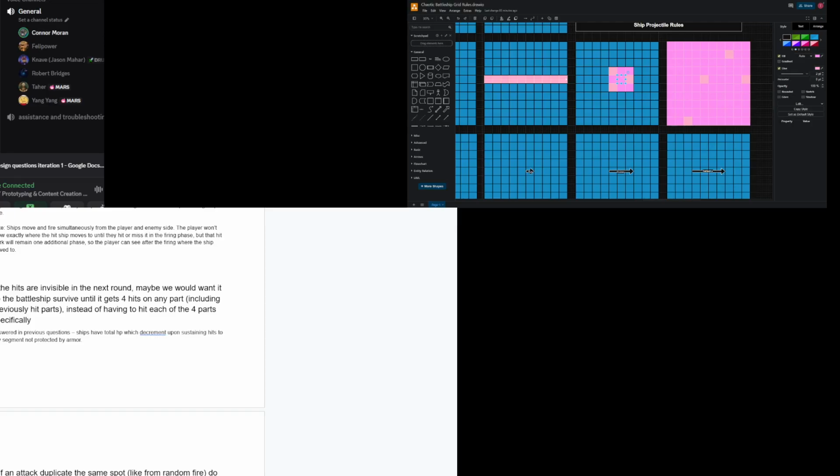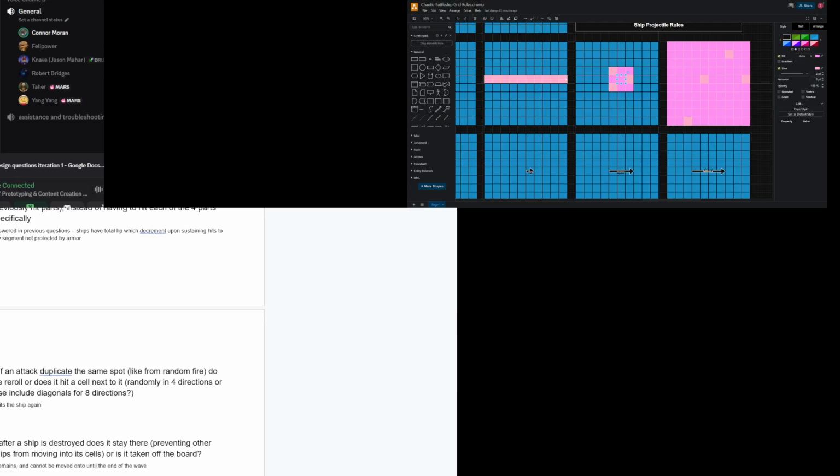If the hits are invisible in the next round, I already answered that. Ships have total HP, which decrement upon sustaining hits to any segment not protected by armor. If an attack hits the same spot, do we re-roll? Nope. If it just hits the ship again, it does damage again.